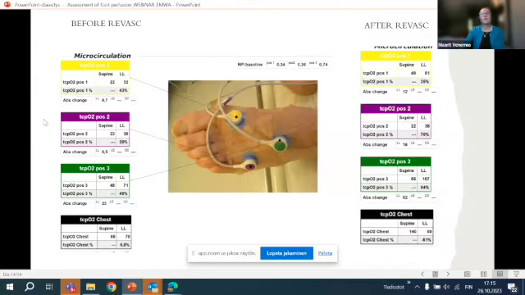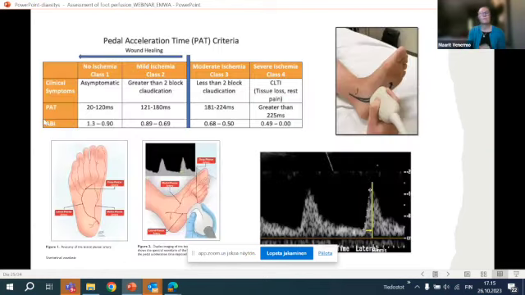this is a patient where on the left, you can see before revascularization, let's check the yellow probe. So in supine position, the TCPO2 was 22. Then we made leg down measurement, it was 32. And after revascularization, these values were 49 and 61, clear improvement.